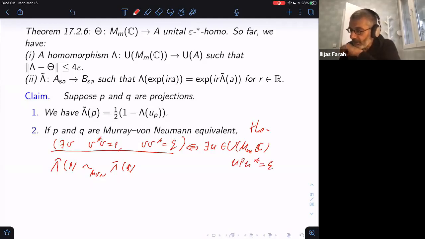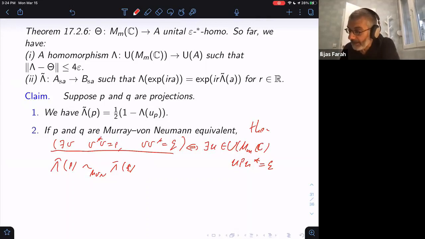Why is that so? Well, basically, in matrix algebra, Murray-von Neumann equivalence for projections is equivalent to having the same trace, which is in turn equivalent to being unitarily equivalent.